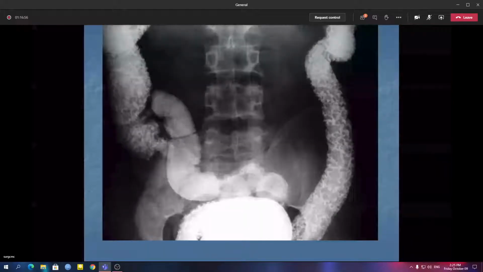Now somebody was asking, sir, in colon should we only say apple core and nothing else? So what is this? This is colon with loss of haustrations. That is a pipe stem colon. Sir, ulcerative colitis. Very good.